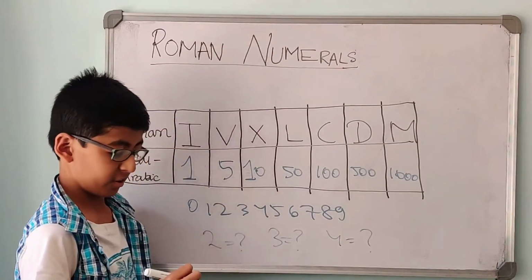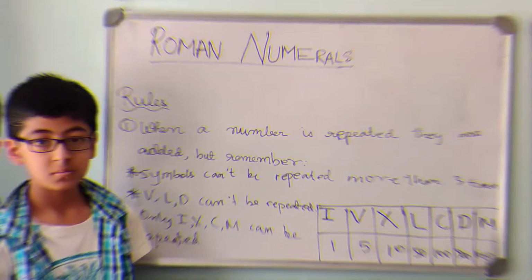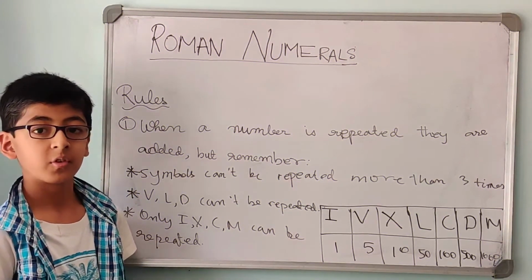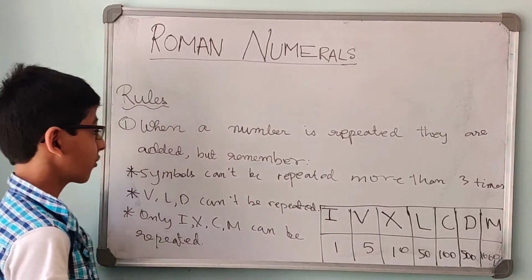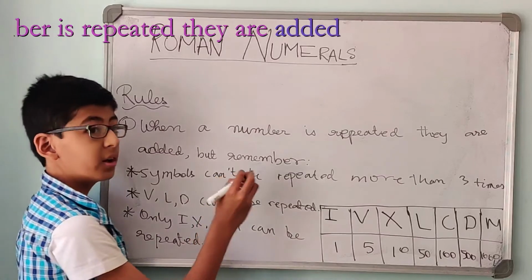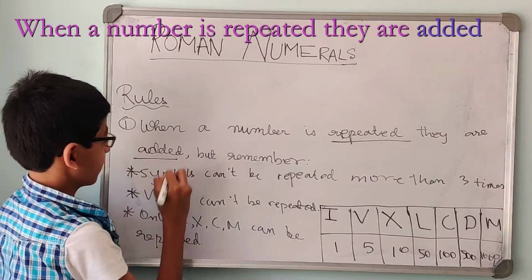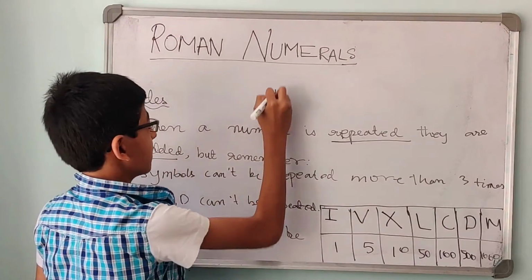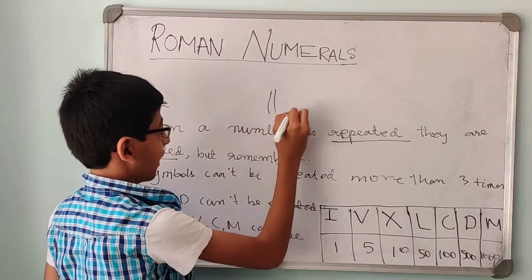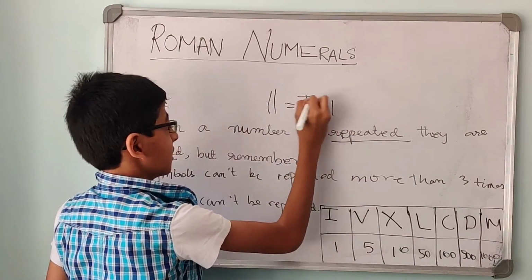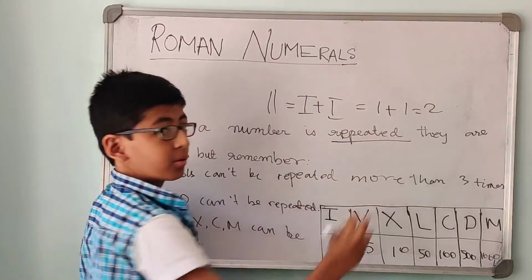So now let us learn the rules for writing Roman numerals. Our first rule is when a number is repeated, they are added. So if we repeat a number 2 times, for example, we repeat I and I, this is I plus I, that is equal to 1 plus 1, that gives us 2.